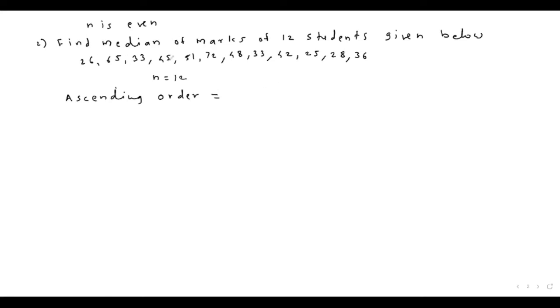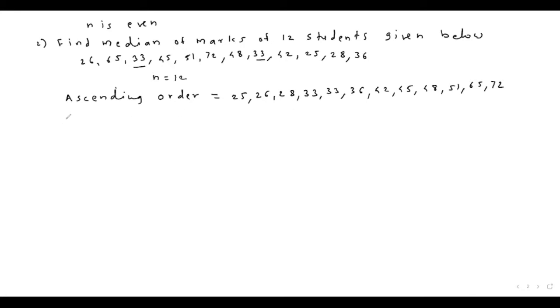So the first smallest value in this data set is 25. Then the next value we have is 26. Then it is 28. Next value 33. 33 is repeated 2 times, hence we write 33 again. Then the next value is 36. Then 42. Then next largest value is 45. After that, I have the value as 48. Then it is 51, 65, 72. So this is ascending order data set.